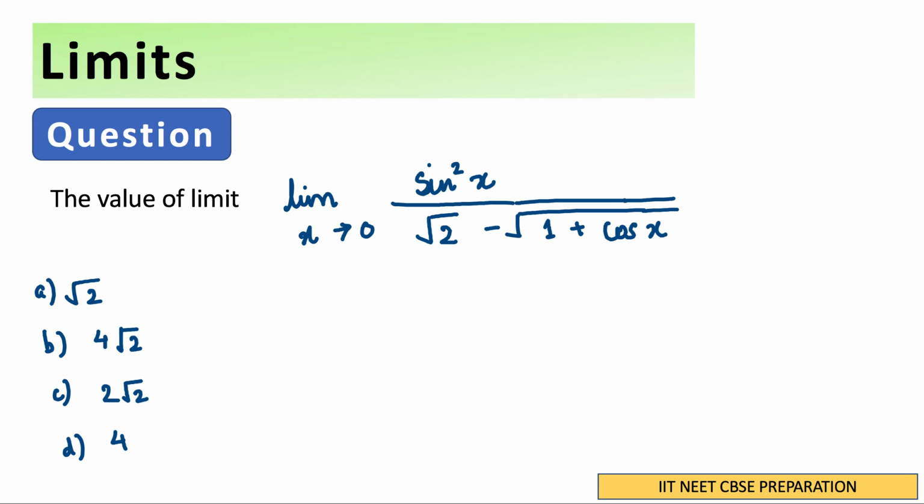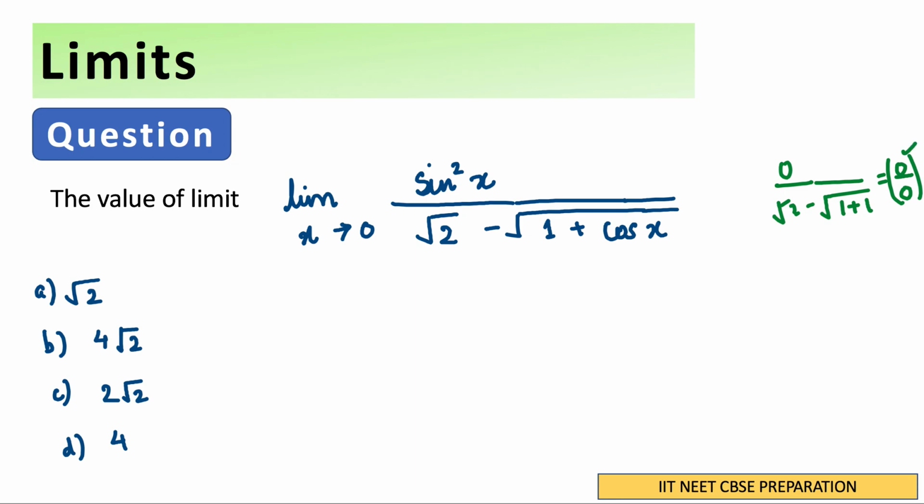So sine square x will become what? Sine 0 is 0, so 0 whole square is 0, and then in the denominator we have root 2 minus root over 1 plus cos x. Cos 0 is 1, so we get root over 1 plus 1. So in the denominator also what we are getting? 0, root 2 minus root 2, so 0 by 0. So 0 by 0 form, so either we can use substitution or we can use L'Hospital's rule.